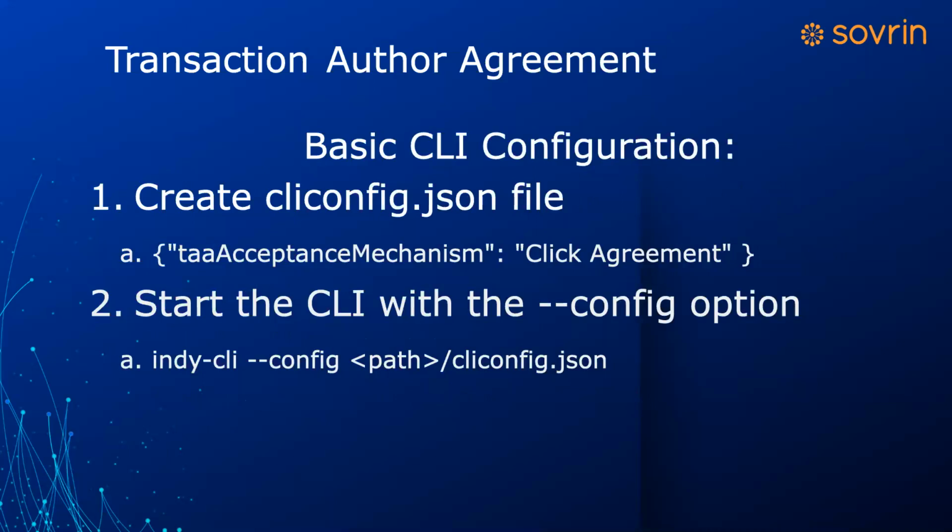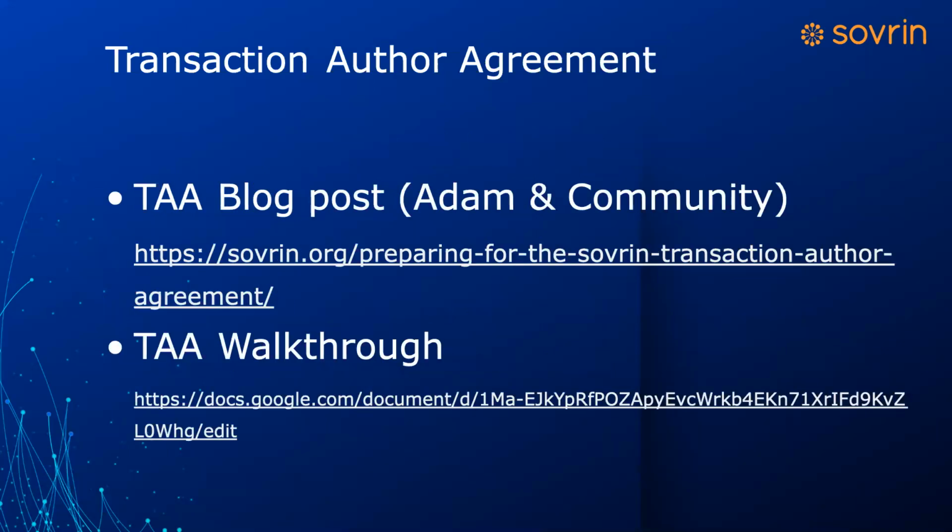Another gotcha, when I was setting this up on my personal ledger: you have to put the acceptance mechanisms on the ledger before you put the transaction author agreement. If you put the agreement on first and there's no list of accepted mechanisms, there's no way for you to actually accept what you just put on. I think it forces that order, but that was another gotcha. Make sure that your garage key is in your pocket before you open the door.